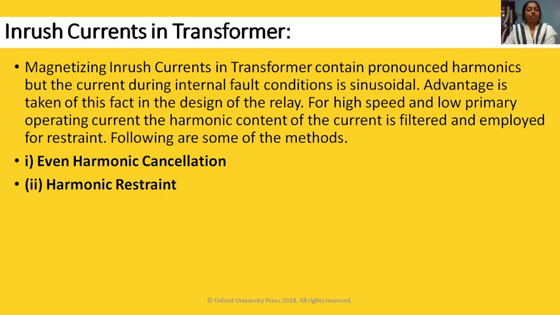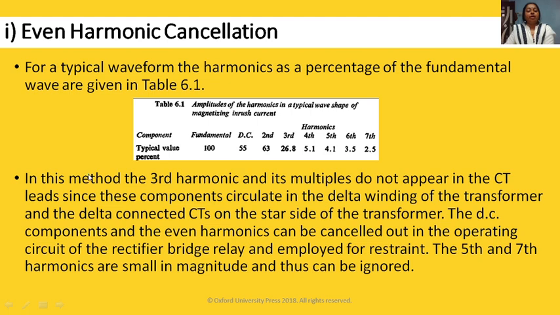Now we see the magnetizing inrush current of a transformer. How can we minimize it, or how can we protect the transformer against this magnetizing inrush current? Magnetizing inrush current in the transformer contains pronounced harmonics, but the current during internal fault condition is sinusoidal. This I have just told you. Advantage is taken of this fact in the design of relays for high speed and low primary operating current: the harmonic content of the current is filtered and employed for the restraint. Following are the methods. Either we use even harmonic cancellation or harmonic restraint.